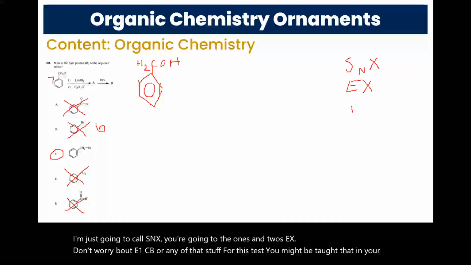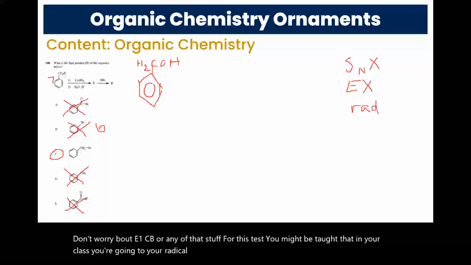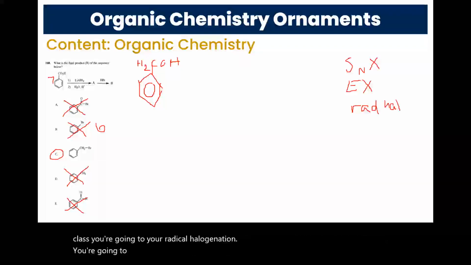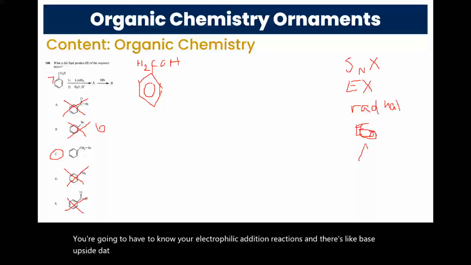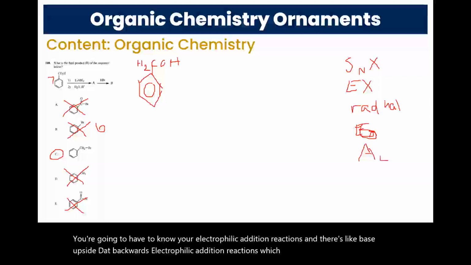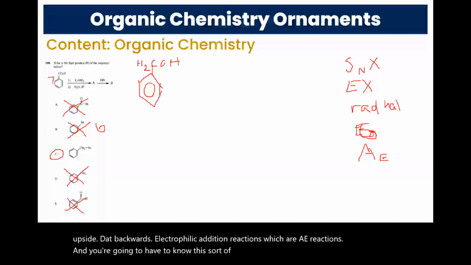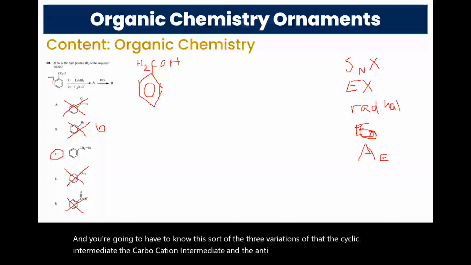You're going to have to know your radical halogenation. You're going to have to know your electrophilic addition reactions, which are AE reactions. And you're going to have to know the three variations of that: the cyclic intermediate, the carbocation intermediate, and the anti-Markovnikov intermediate, which is the one that uses radicals.